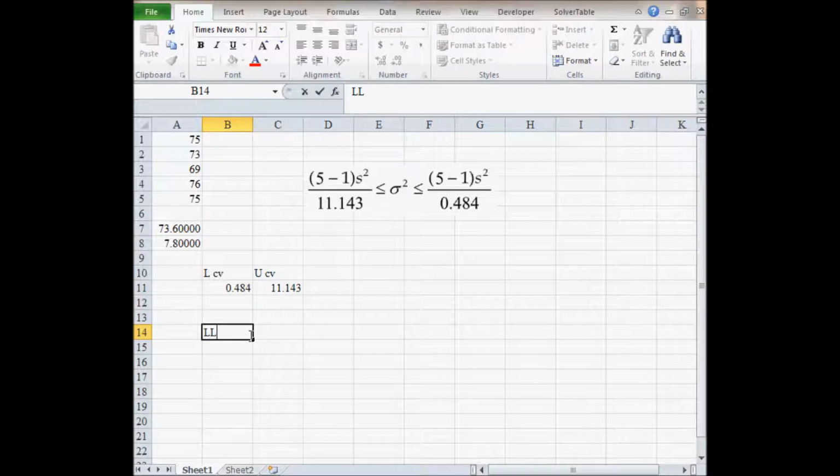Okay, so the lower limit of the confidence interval and the upper limit of the confidence interval, I'm going to put those values right here. So what do I have to do for the lower limit of the confidence interval? I have to take the n minus 1, 5 minus 1. I got to multiply that by the sample variance. And that right there is my sample variance, right? Remember I did that? And then I can divide by the upper critical value from the chi-square table.